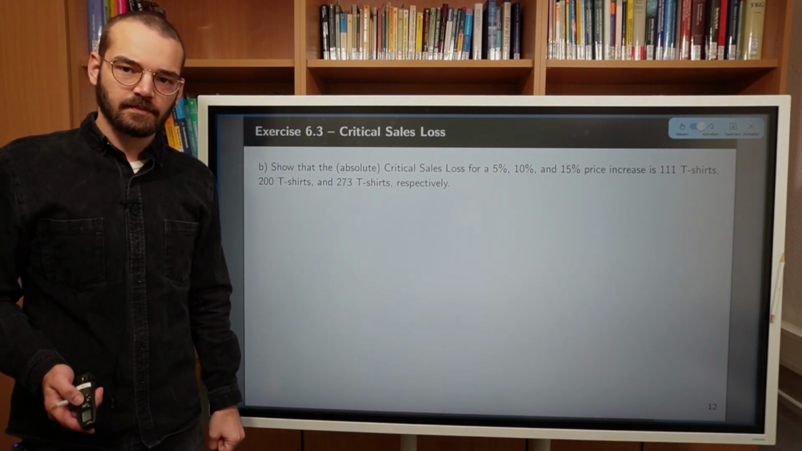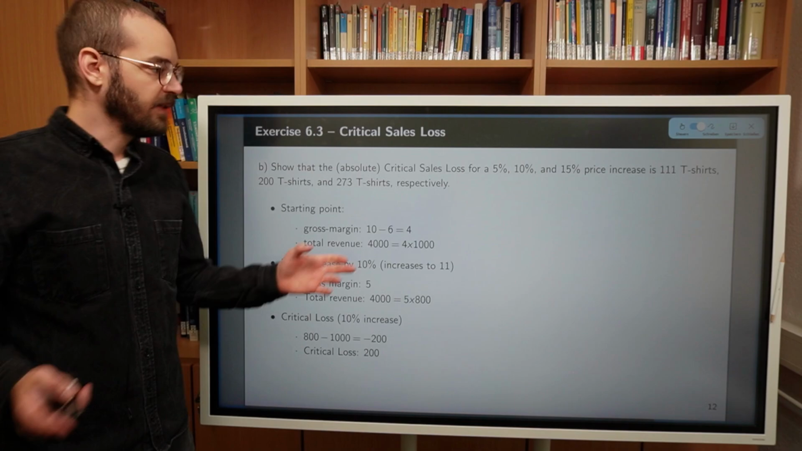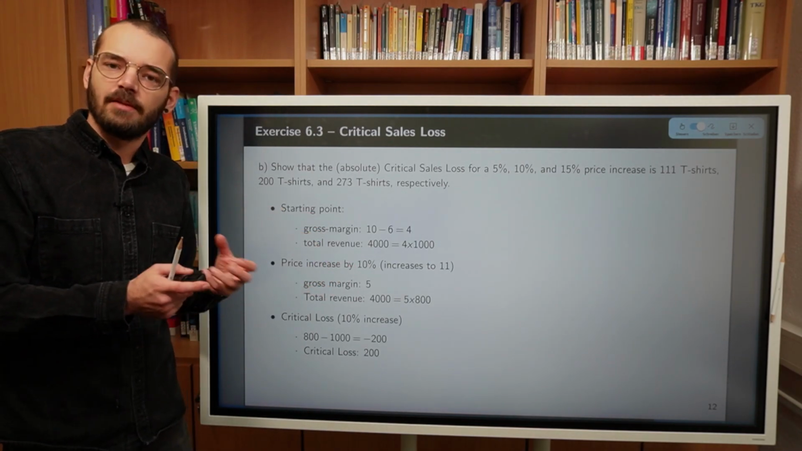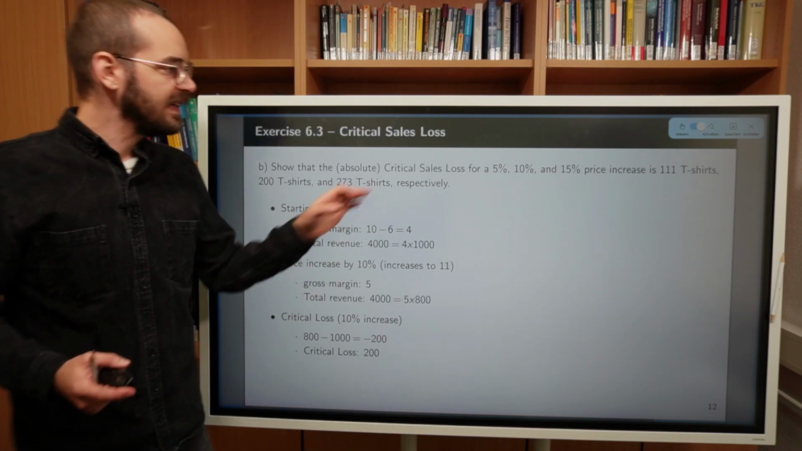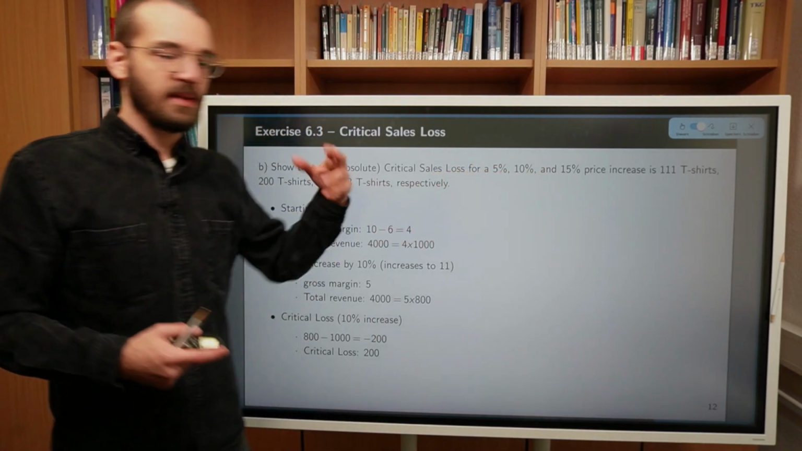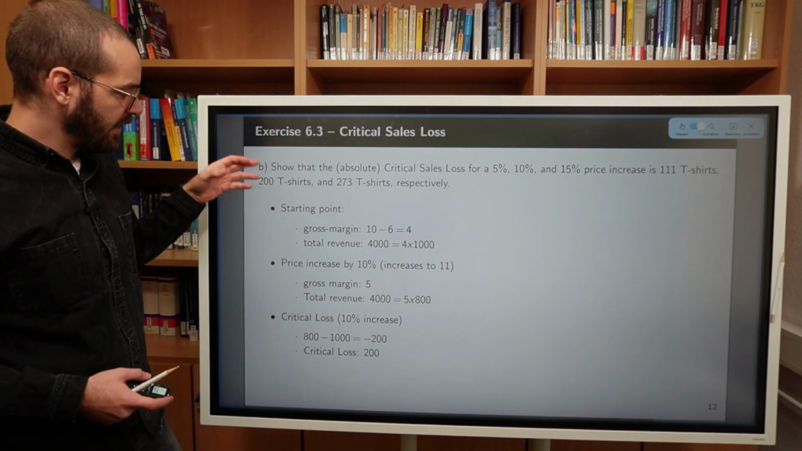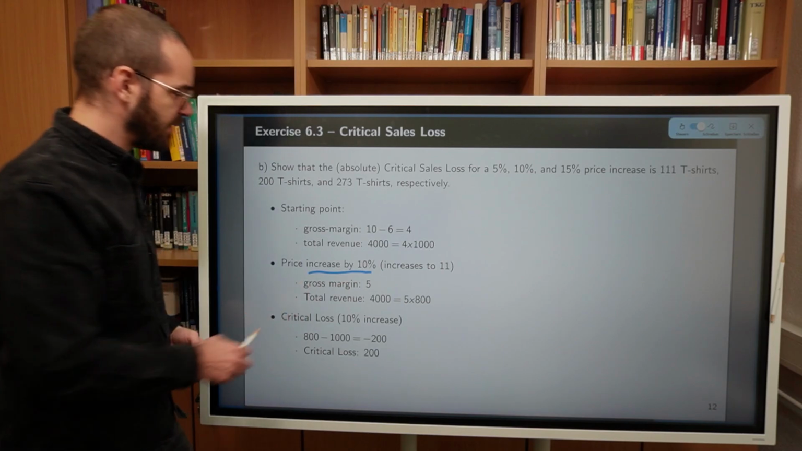And of course, now the only question is, how do we calculate this? Because it's of course the exact same calculation for each of these three scenarios, just with different numbers plugged in, let's do this once for a price increase of 10%.